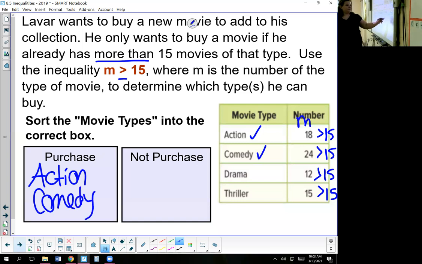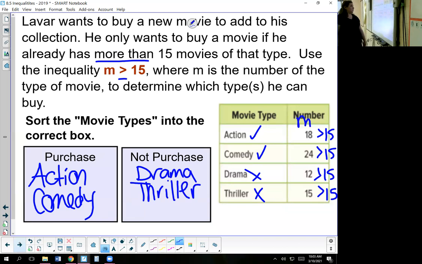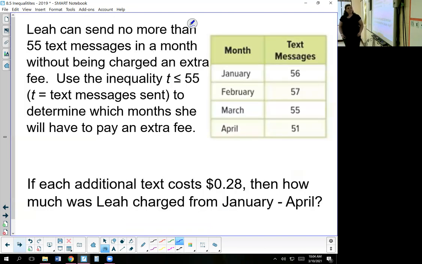Okay, drama. Nope. Won't buy drama. So drama is something he doesn't want to purchase. He's not liking the drama. And thriller, that's the one you have to determine. Is it equal to? It is not. So thriller would be something that he would not want to purchase more of. So again, be careful with your sign. You miss one of them, it's wrong. It's either right or wrong.